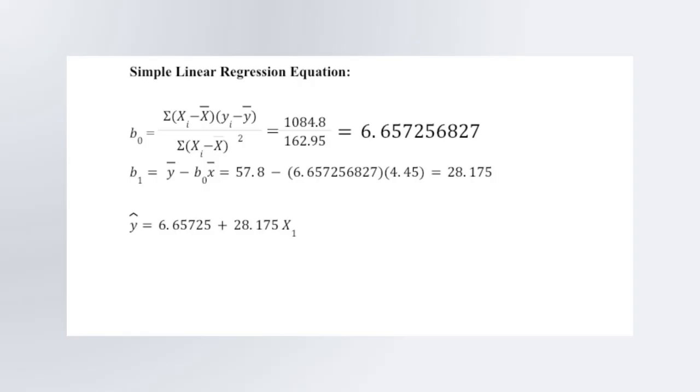We have to get the B1 equation. By getting the B1 equation, we have to use the formula y bar minus B0 times x bar, which is equal to B1. So we already have the numbers and the formula, so we already have the answer. B1 is equal to 57.8, and we are going to get the y hat answer.